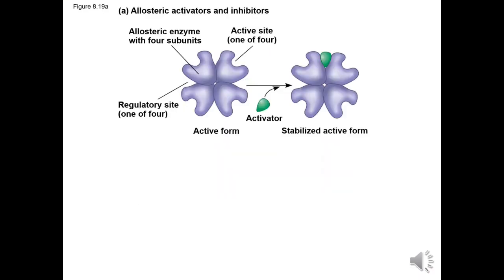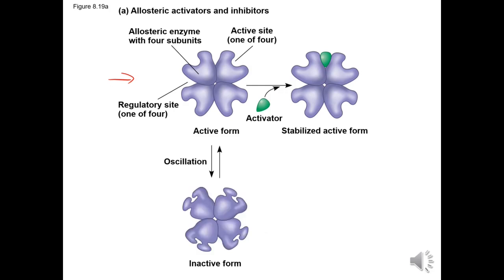So here we have the previous example of the allosteric activators. Now I'm going to show you that they are oscillating constantly between active and inactive. And here, instead of having an activator, you're going to have an inhibitor. This inhibitor is going to attach in one of these regulatory sites. And if you see, these active sites are already inactive. When the inhibitor attaches to one of these regulatory sites, it will stabilize the inactive form.